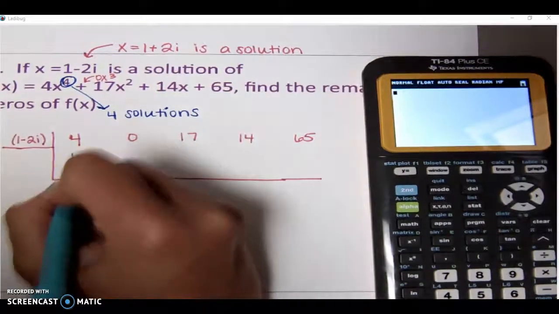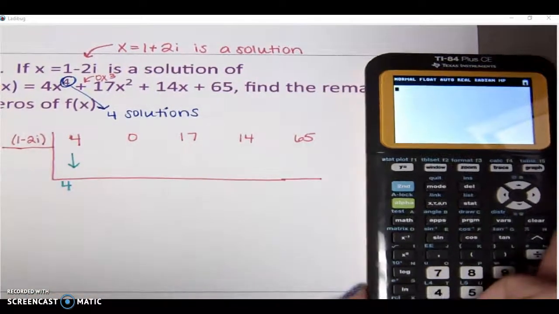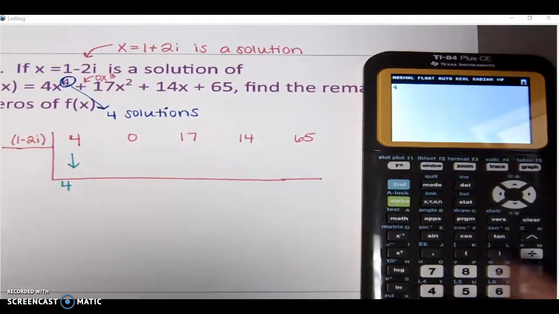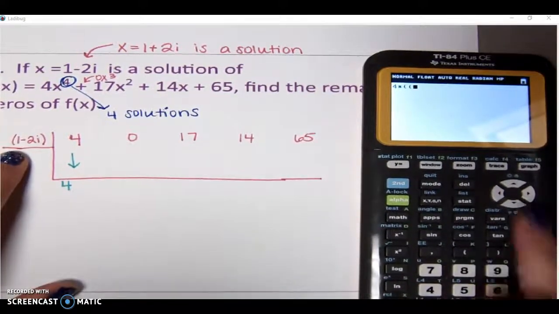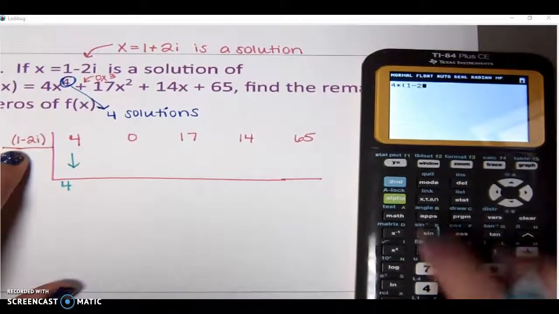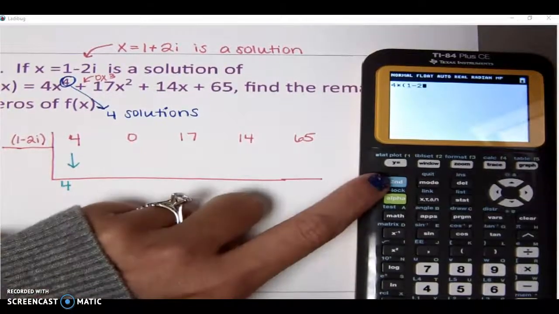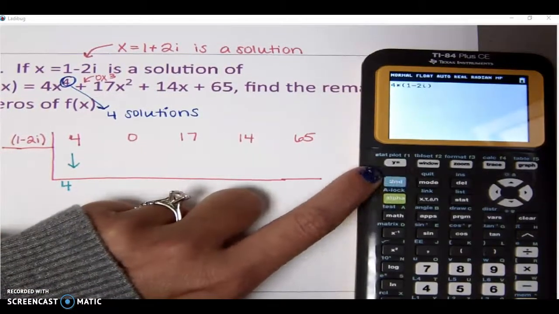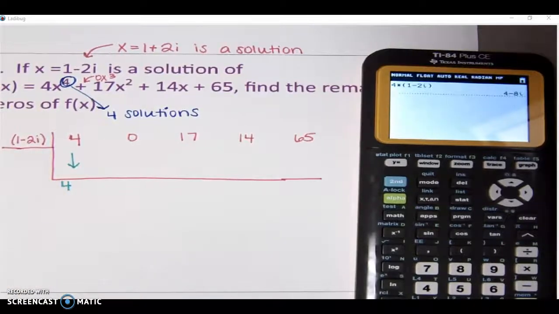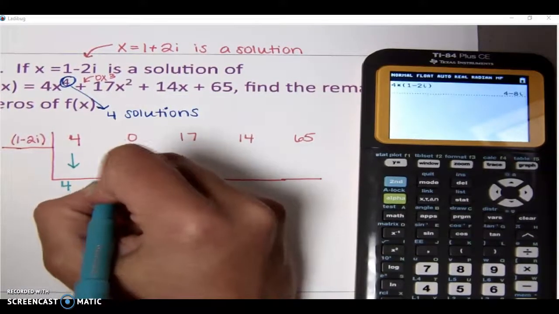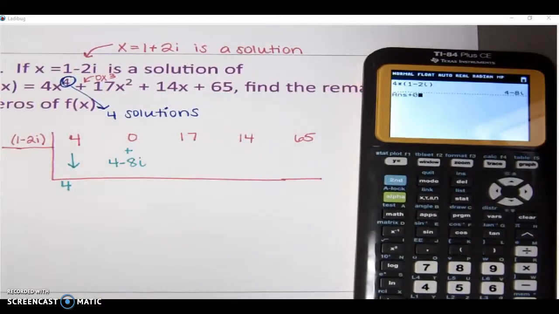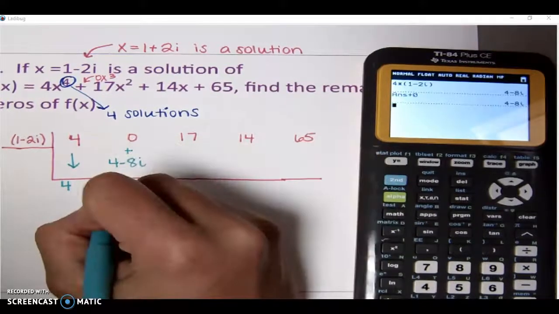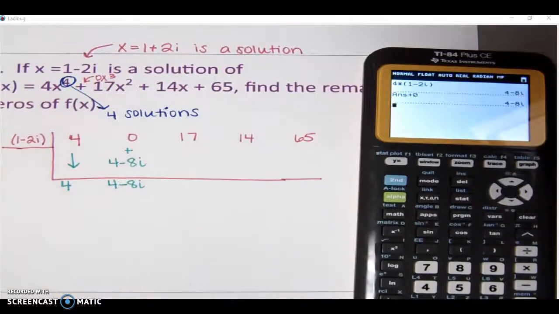Alright. So what you're going to do is, we're going to do it just like we normally would. So I'm going to bring down my 4, and then I want to multiply 4 times 1 minus 2i. I'm always going to put this 1 minus 2i in parentheses. To get to the i, it is second, and it's the period. So that should give you 4 minus 8i. And then we want to add 0 to that, so if you want to type that in, you can. So that gives us 4 minus 8i.